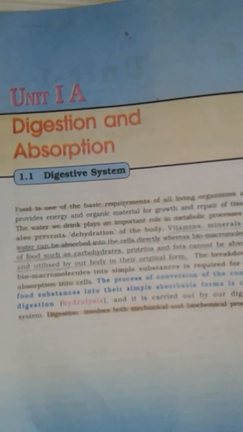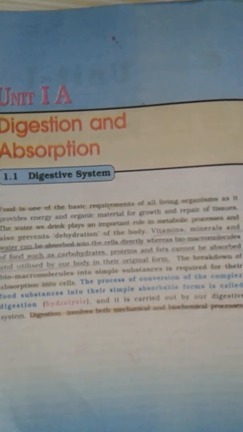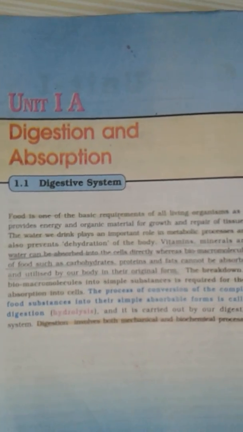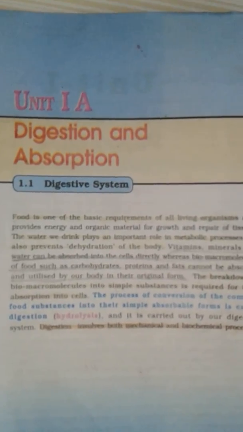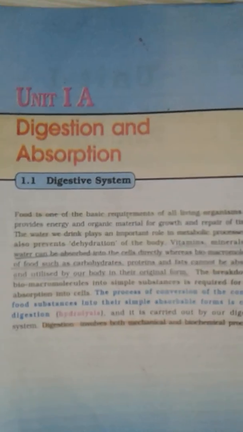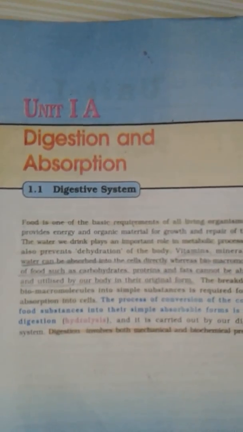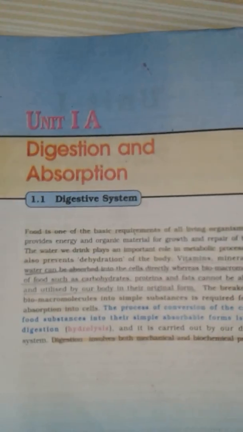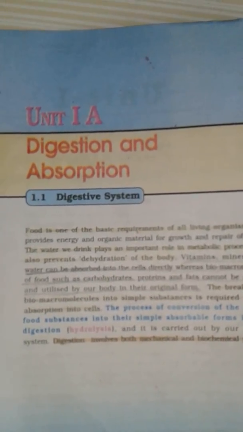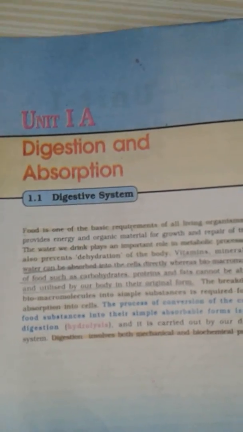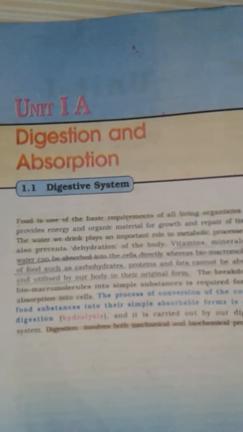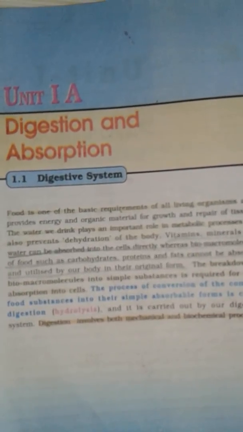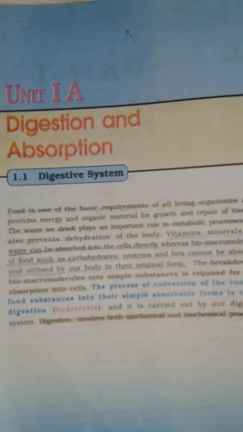Food contains carbohydrates, proteins, fats, nucleic acids, vitamins and minerals. Vitamins, minerals and water can be easily absorbed into the cells directly, whereas biomolecules of food such as carbohydrates, proteins and fats cannot be absorbed and utilized by our body in their original form. So for these biomacromolecules of food such as carbohydrates, proteins and fats, we need the digestion process to break down the biomolecules into simple substances for simple absorption.